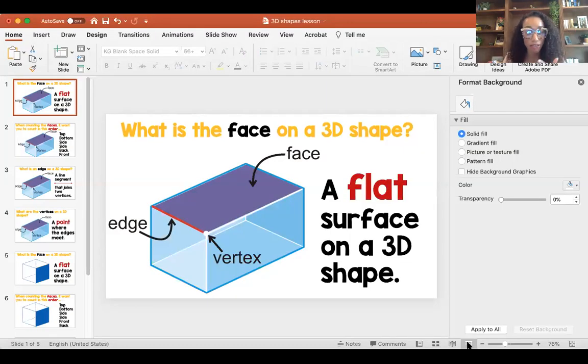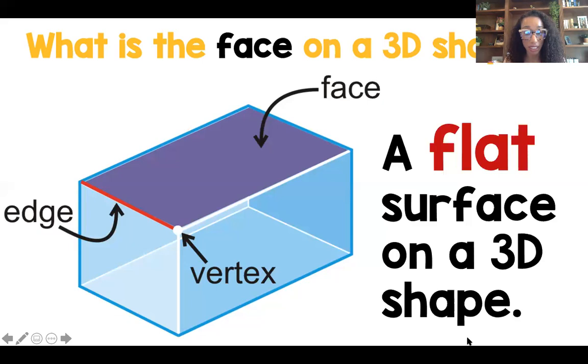Okay, so what we're gonna do today is count the faces, the edges, and the vertices of a rectangular prism. So let's review. A face, here in purple is an example. Take a look, right here in purple. This is an example of one of the faces on this rectangular prism.